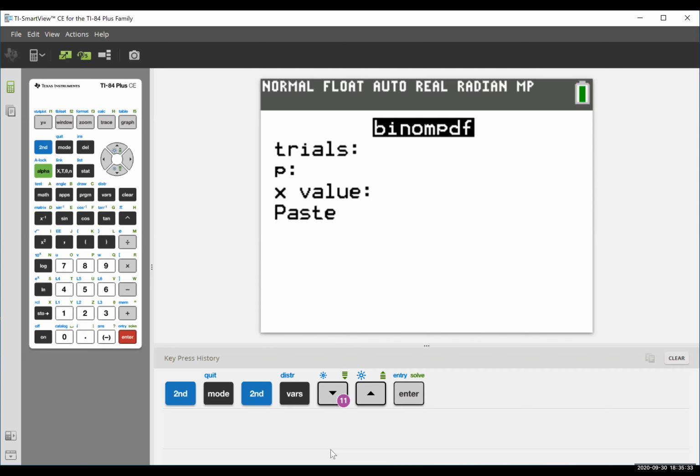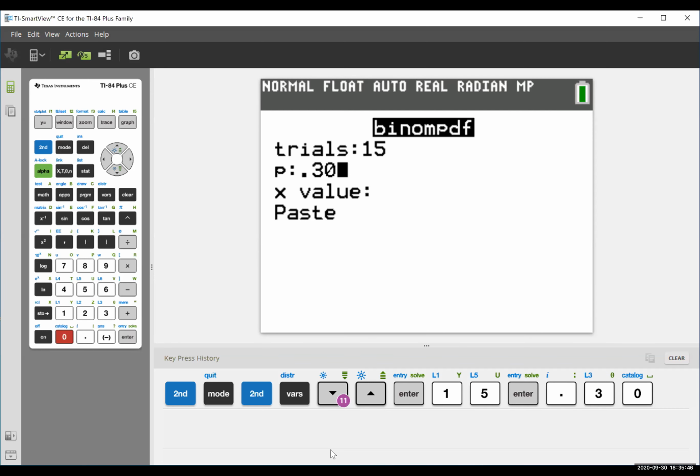And what was the number of trials again? Was it 15? And then the probability given is 0.3, and for letter A, you want to get a P of 4, meaning your X is 4.